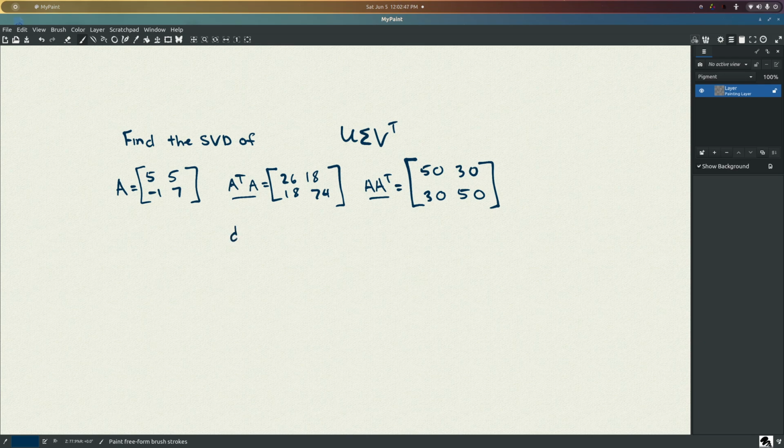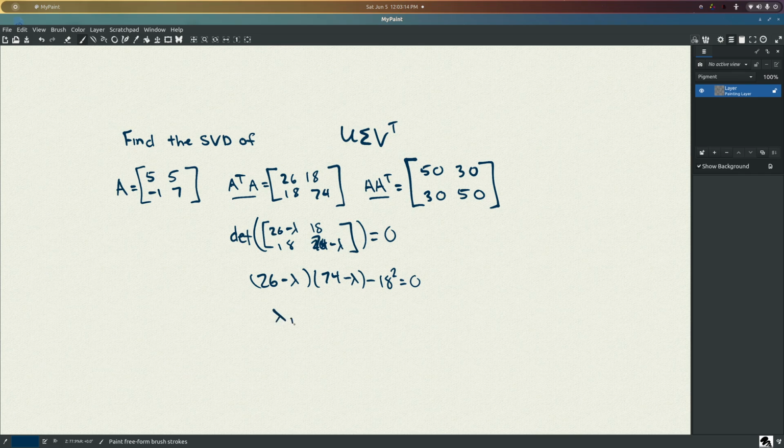So we're solving for the eigenvalues. We want to set this determinant, (26 minus lambda)(74 minus lambda) minus 18 squared, equal to 0, which gives our characteristic polynomial. We can solve this to get lambda 1 equals 80 and lambda 2 equals 20. An interesting property is that the eigenvalues are shared across both ATA and AAT, so once we calculate it for one, we don't have to calculate it for the other.